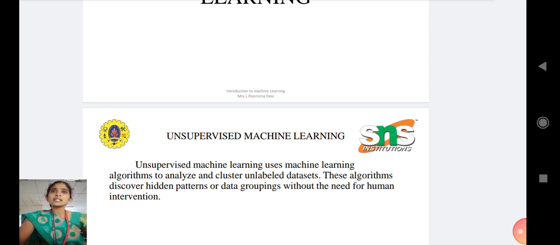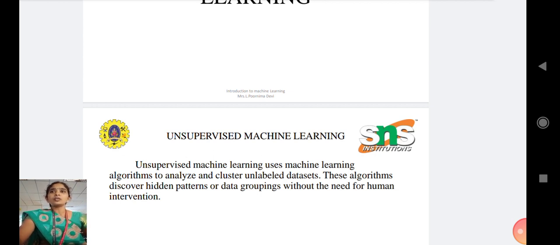The unsupervised learning algorithms include k-means clustering, principal component analysis, hierarchical clustering, a priori algorithm, and association rules. These are all used to cluster unlabeled datasets. Some real-time examples we use in unsupervised learning are k-means for clustering problems and a priori. These are all used to cluster the data set.